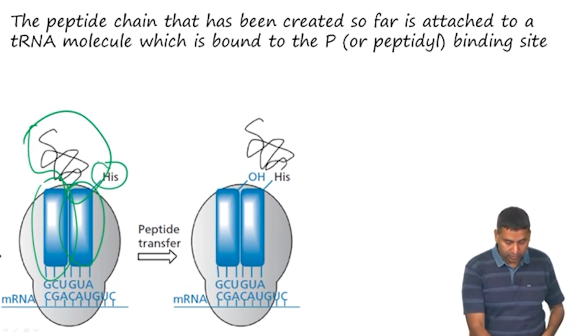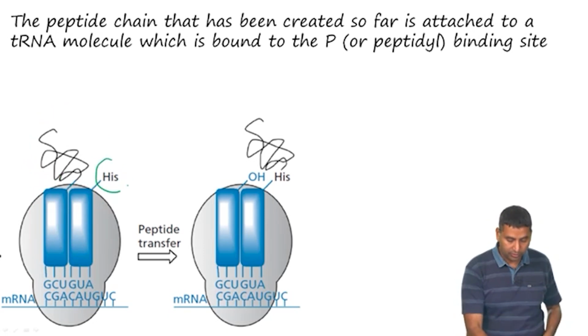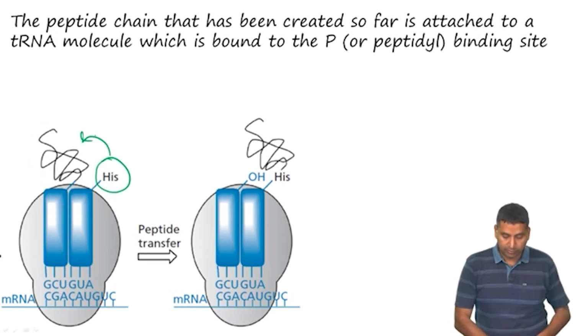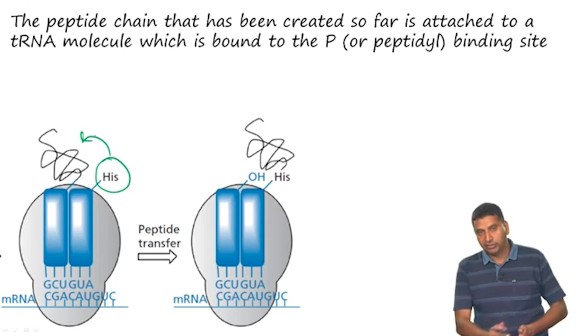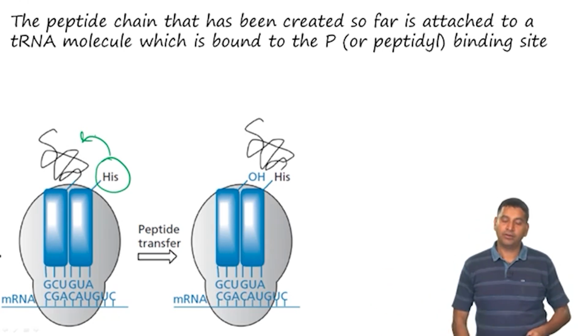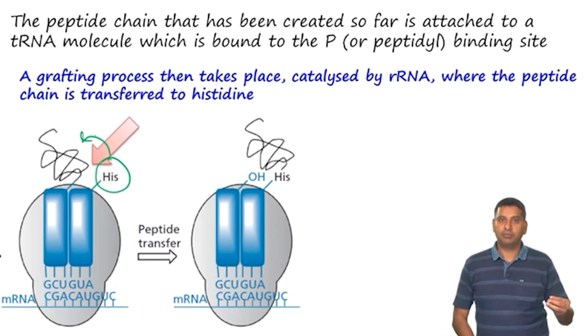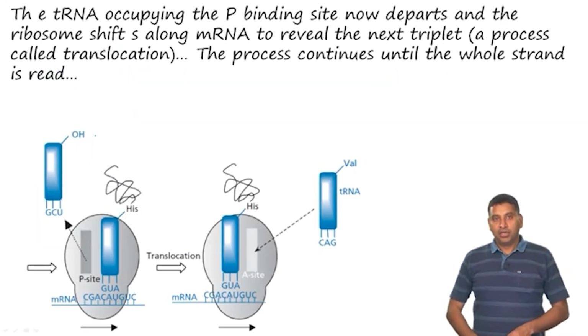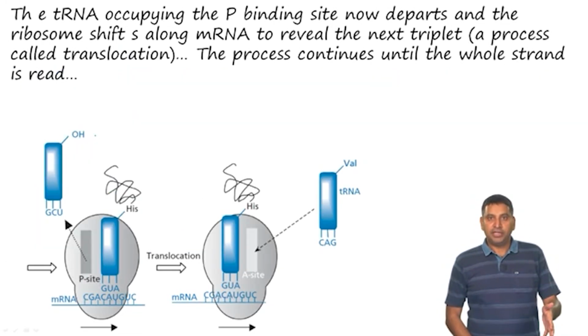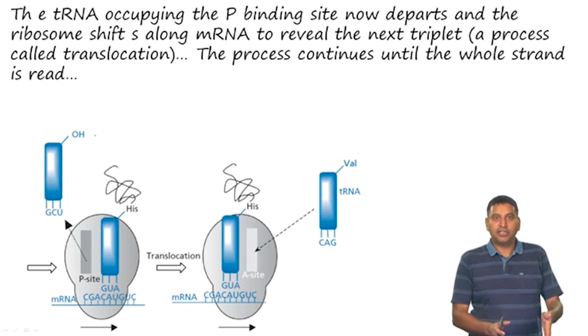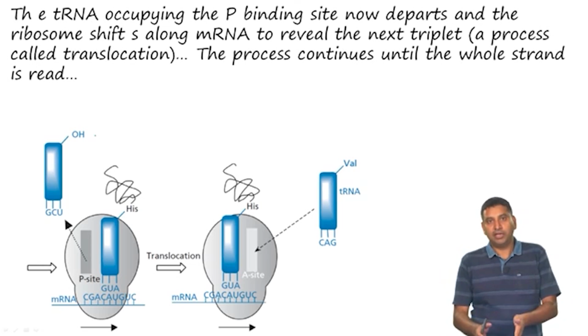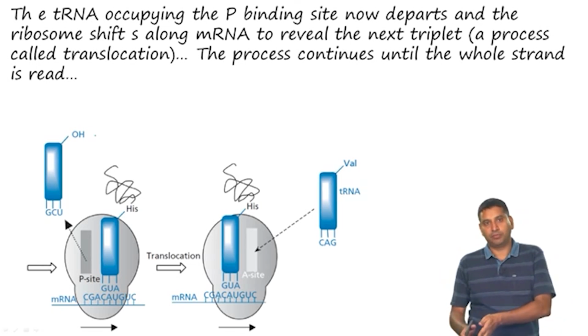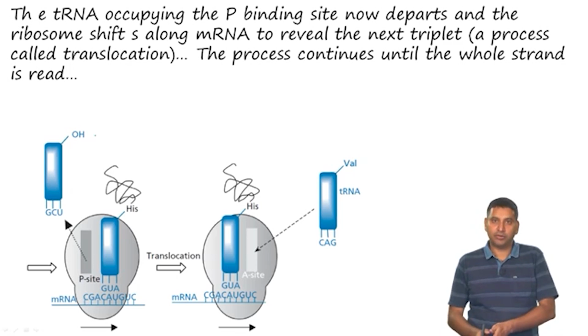So, the histidine, which is present over here, has to get transferred to this peptide, and then the next frame can come in. Okay. So, this grafting process then takes place, which is again catalyzed by rRNA, where the peptide chain is transferred. Okay. The tRNA occupying the P binding site now departs, and the ribosome shifts along the mRNA to reveal the next triplet codon, and this process is called translocation.